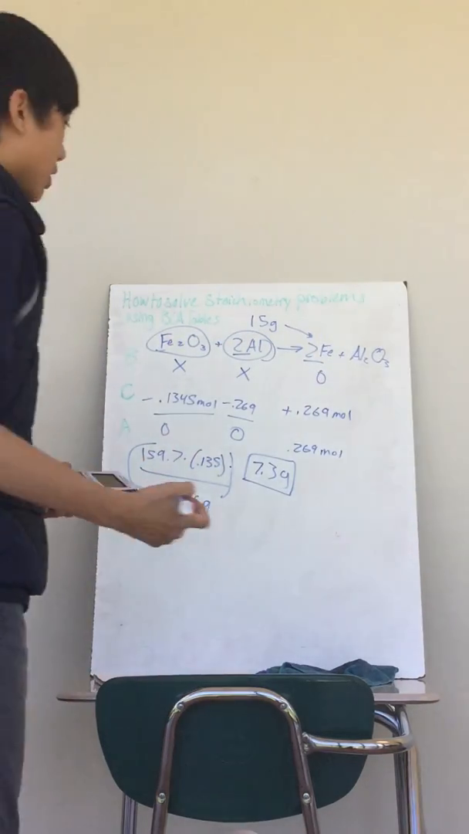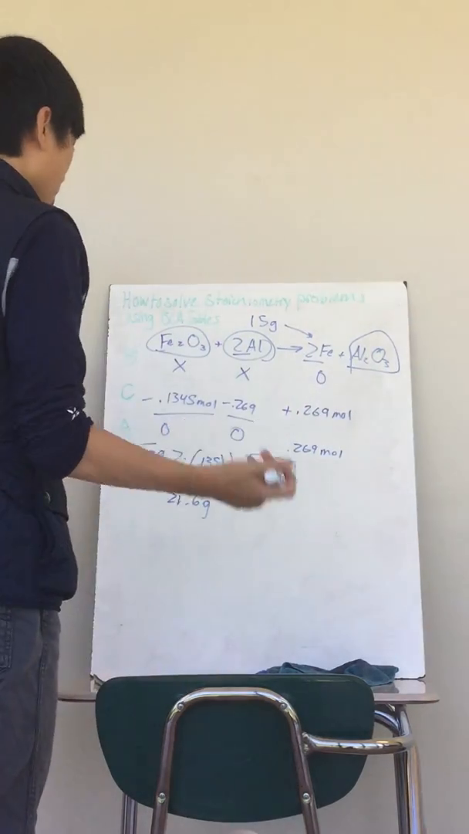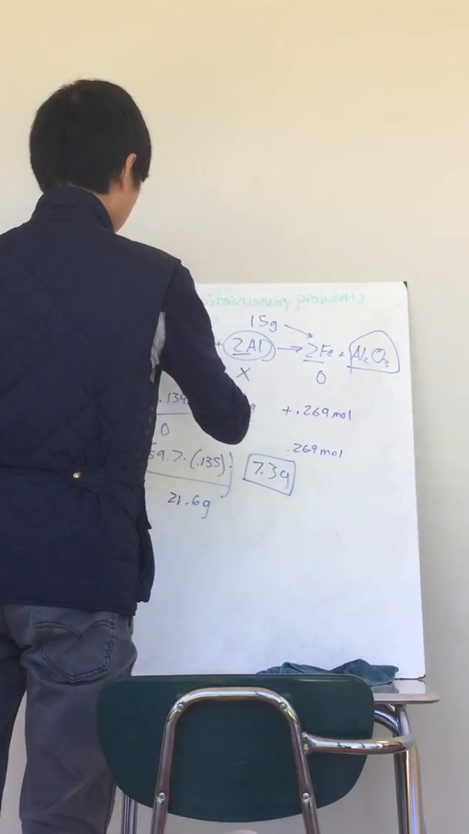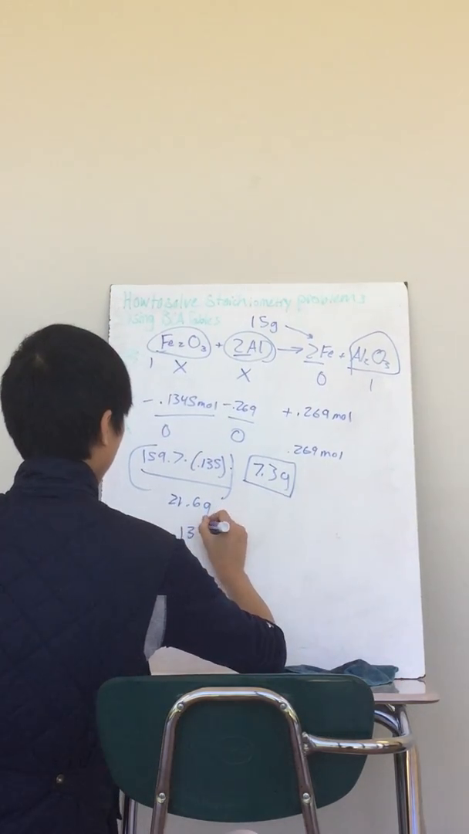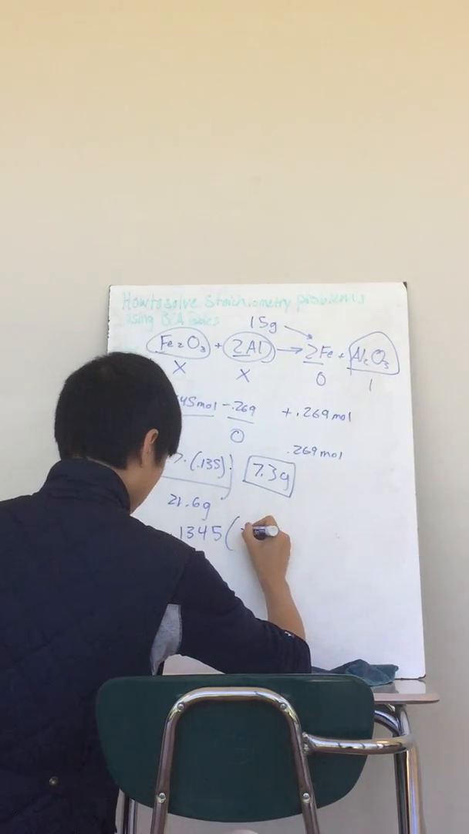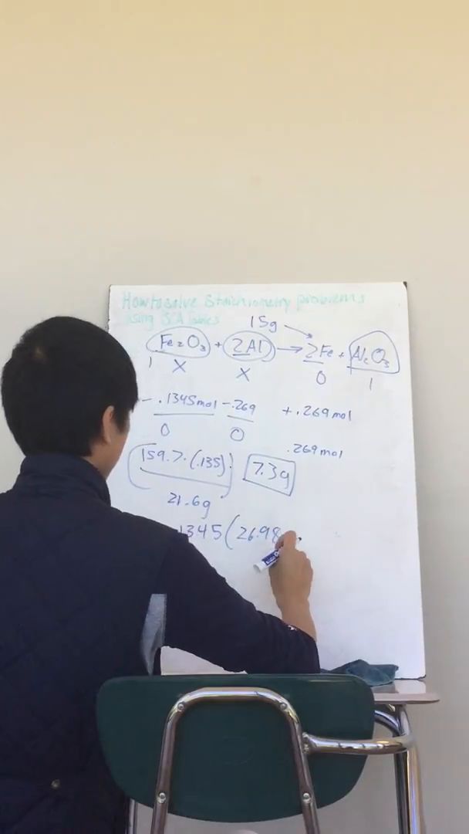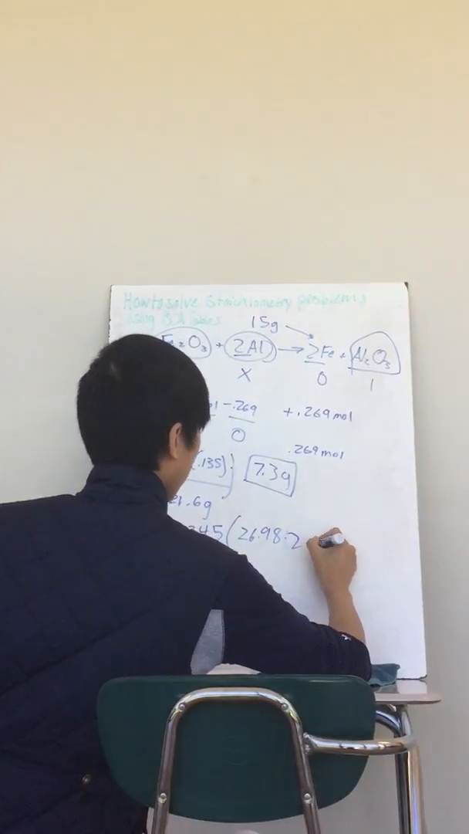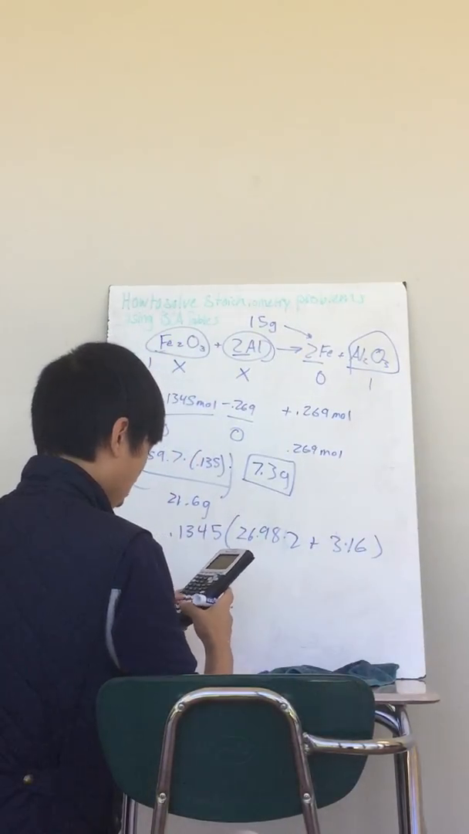Now the second part of the question asks how much Al2O3 is produced in grams when these react. Again, it's basically the reverse. You know this is 0.1345, and this is a 1-to-1 ratio. So it would simply be 0.1345 multiplied by the molar mass of this. Al is 26.98 multiplied by 2, and then add that to 3 times 16, 48. So 26.98 times 2 plus 48.